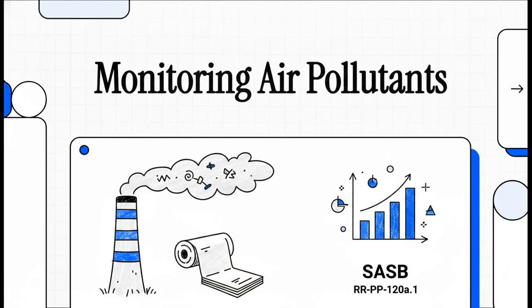Welcome to today's Explainer. I'm really excited to get into this one because we are breaking down the exact technical guidelines for measuring and disclosing direct air pollutant emissions in the pulp and paper industry. Specifically, we're going to be looking really closely at the SASB standard metric RR-PP-120A.1. If you're dealing with sustainability accounting, operations, or environmental compliance in this sector, understanding the precise mechanisms of this standard is absolutely crucial. So get ready to take some notes.